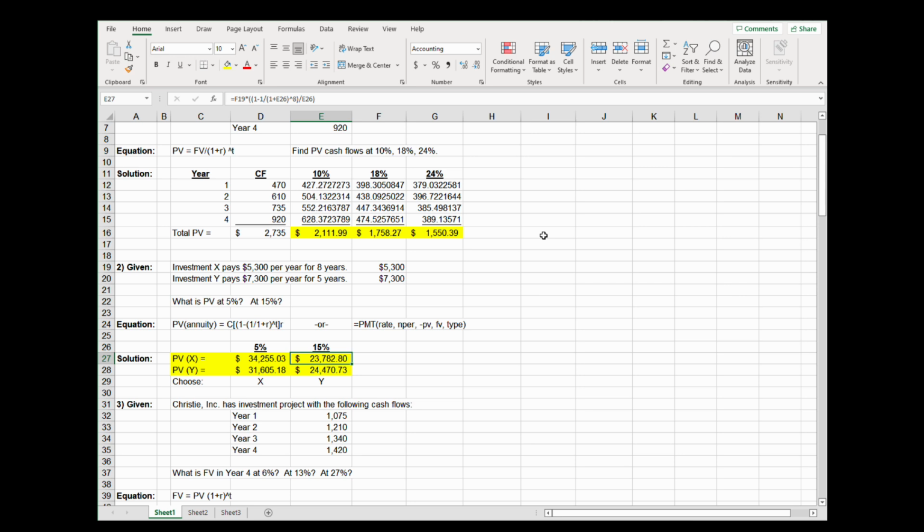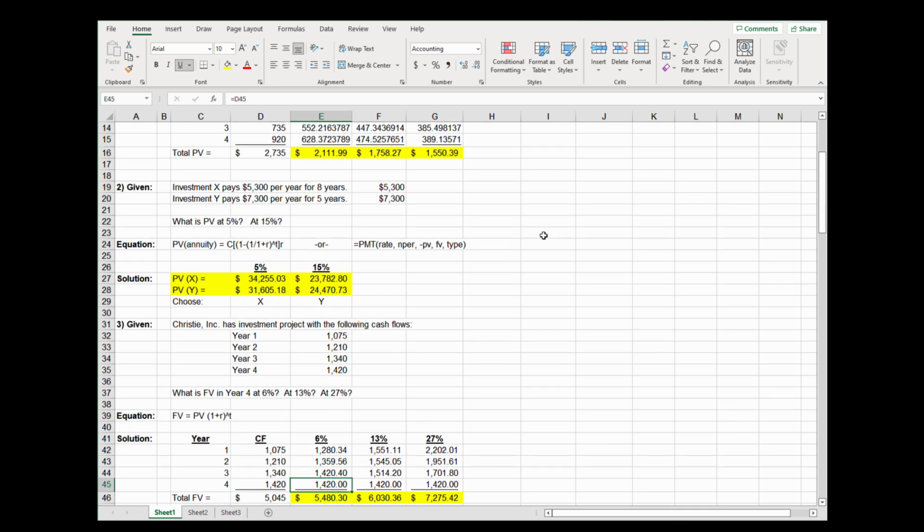In this case, I plug in 0.15 for the discount rate. And I do that for the $5,300 case for X and the $7,300 case for Y. And I come up with $23,782.80 for the present value of the $5,300 annuity at 15%. And the present value of investment Y, $7,300 per year, discounted back at 15%, I get $24,470. So at the 5% case, I'm going to take investment X. It's higher. And then at the 15% case, I'm going to select investment Y, $24,470, because that's the higher present value. So in problem two, I did have an annuity, and I can use the present value annuity formula and discount those cash flows back to today.